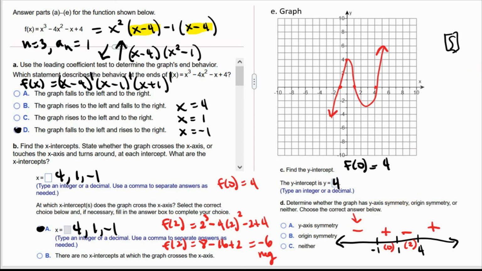Well, oh yeah. Then it says, is there symmetry? Heck, that graph looks bad. There's no symmetry there.